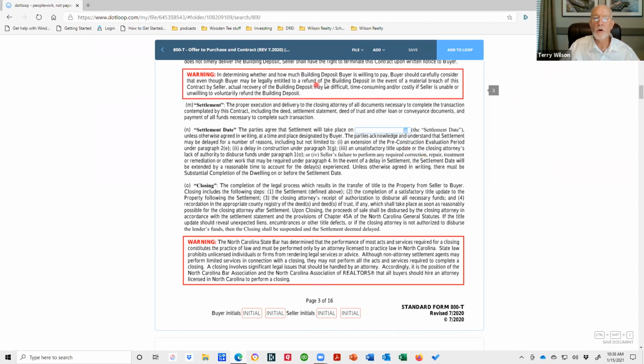In determining whether or how much building deposit the buyer is willing to pay, the buyer should carefully consider that even though buyer may be legally entitled to a refund of the building deposit, in the event of a material breach of this contract by seller, actual recovery of the building deposit may be difficult, time-consuming, and or costly if seller is unable or unwilling to voluntarily refund the building deposit.